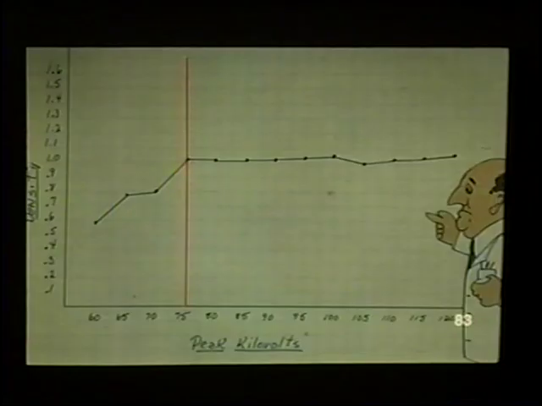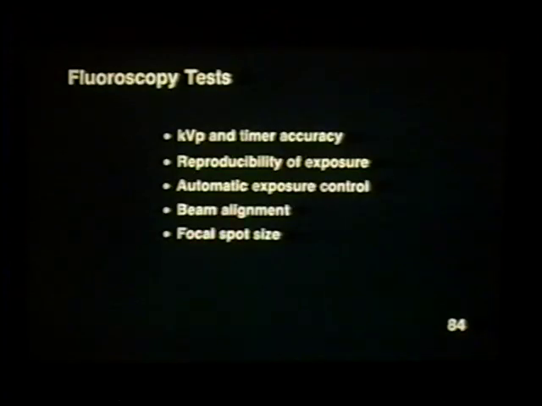A similar test should be performed for each unit in the department that has automatic exposure control capability. The results of each test should be recorded and displayed for the benefit of individuals using the equipment. Number 84. Several quality assurance test instruments designed for testing general radiographic equipment are adaptable for monitoring fluoroscopic units. Those test procedures previously mentioned that can be modified to measure image intensification and spot film systems include tests for kVp and timer accuracy, reproducibility of exposure, automatic exposure control accuracy, beam alignment, and focal spot size consistency.